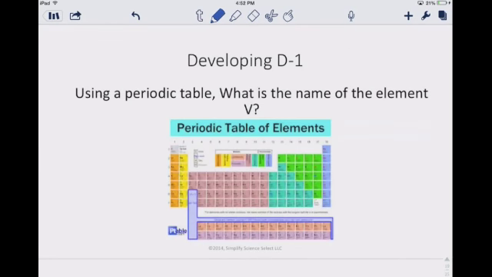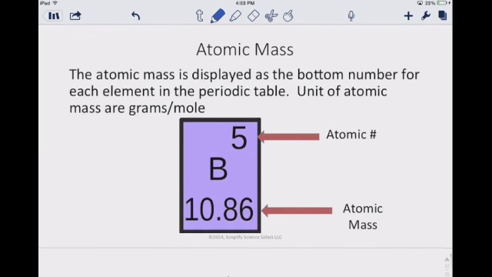Jumping down into a developing problem, our first example, it says, using a periodic table, what is the name of the element that starts with the chemical symbol of a V? Okay, we look on the periodic table, we find V, and it stands for vanadium. So we have that one. Now, jumping into atomic mass. Atomic mass is displayed at the bottom number for each element in the periodic table. It's a unit of atomic mass. They are grams per mole. So here's our atomic mass. It's at the very bottom.